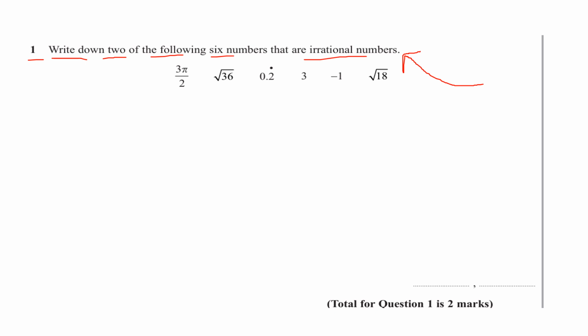So 3 pi over 2 is actually irrational, because pi is an irrational number, so that's 1 straight away. So we've got 1 so far. Root 36 gives you 6, so that's a whole number, so that's not irrational.